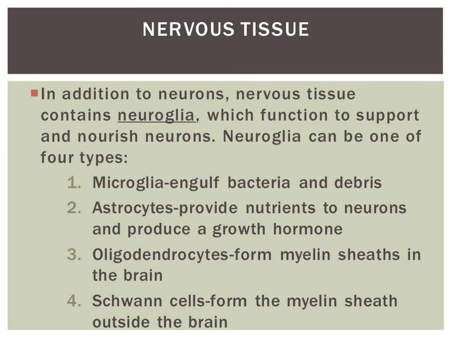In addition to neurons, nervous tissue contains glial cells called neuroglia. These are supporting cells. They help to nourish and support the neurons, and there can be four types: microglia, which engulf bacteria and debris. Astrocytes, which provide nutrients to the neurons. Oligodendrocytes form the myelin sheath in the brain, and then Schwann cells form the myelin sheath in the nerves outside of the brain. And that concludes our overview of the four types of tissues.